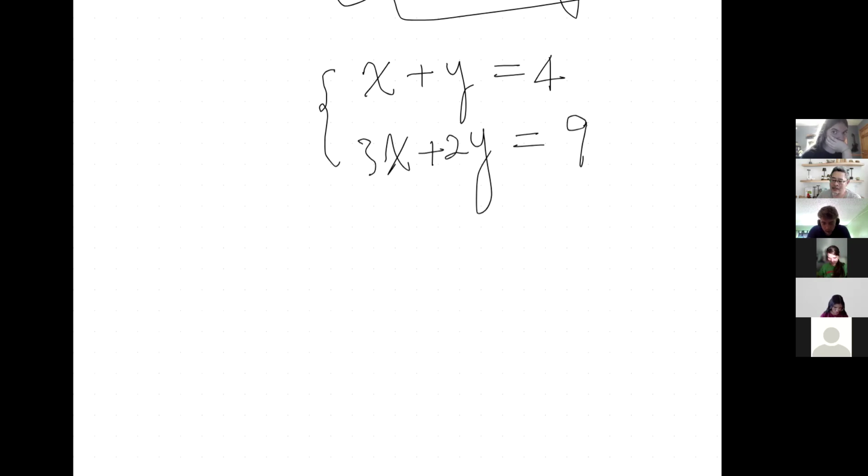Yes, Chad? The 2x plus 2y equals 1. We don't know y or x. So what method should I use then to solve this?